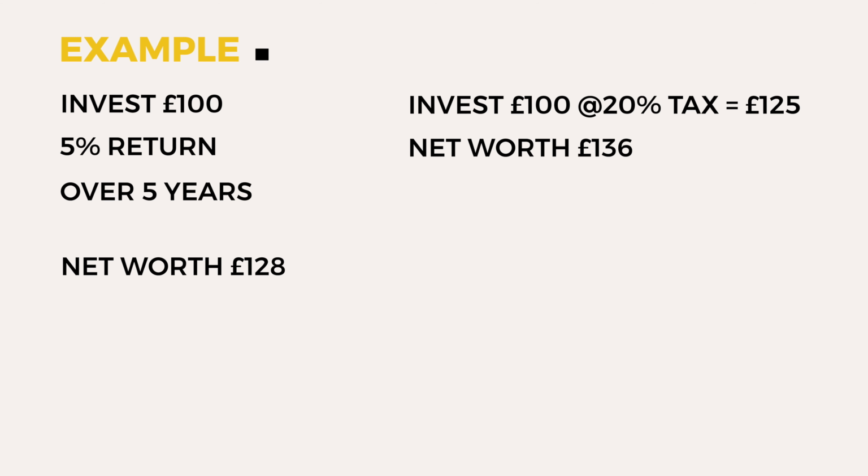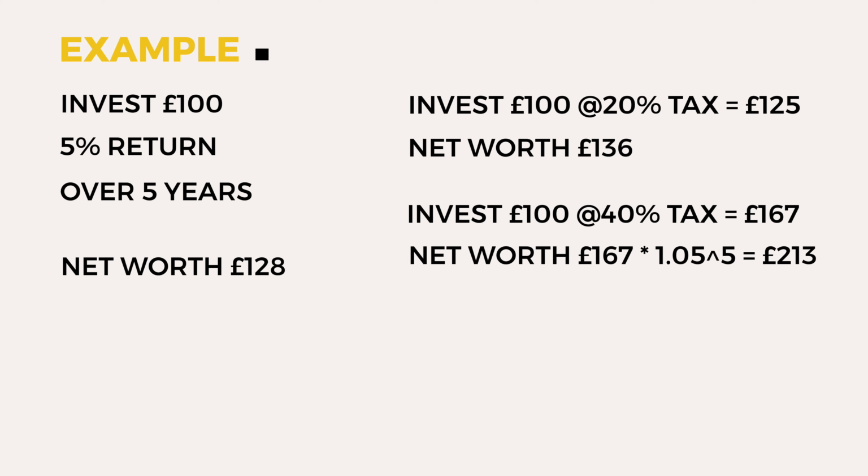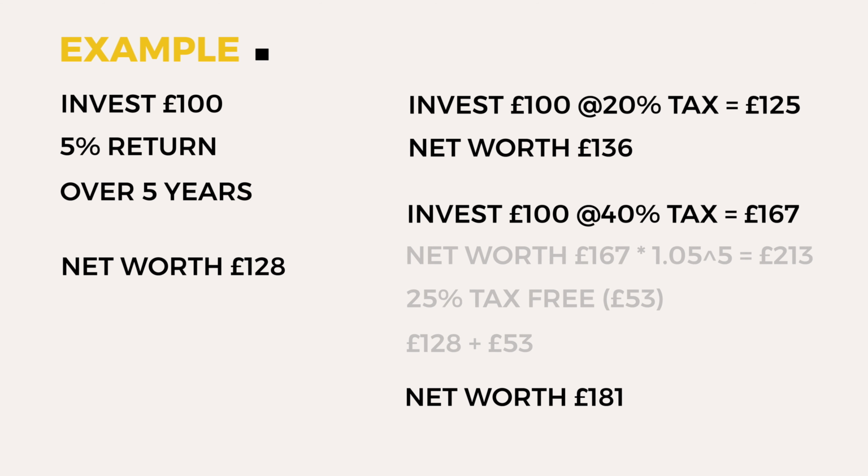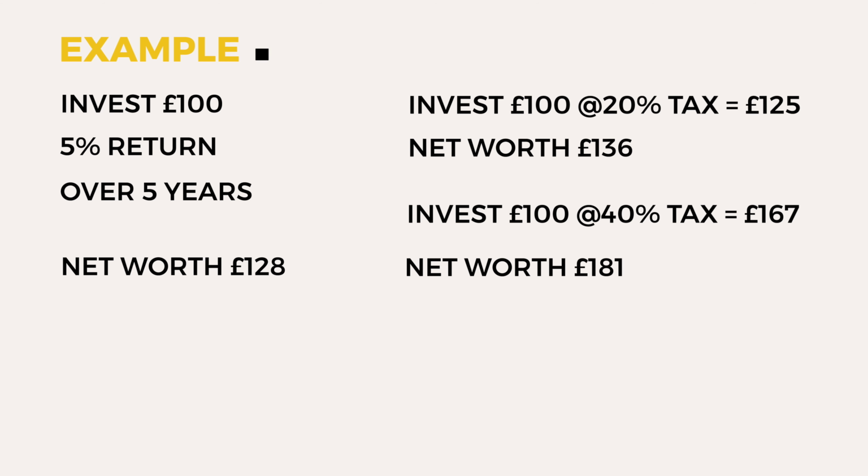Now let's look at the same example if we were a higher taxpayer. In that case, our £100 after tax is actually worth £167 before tax. If we do the same thing again, compound that by 5% over 5 years, we achieve £213. £53 of that is tax-free and the rest taxed at 20% gives us £128. £128 plus £53 is £181. Now that is a huge difference to the £128 in an ISA account.